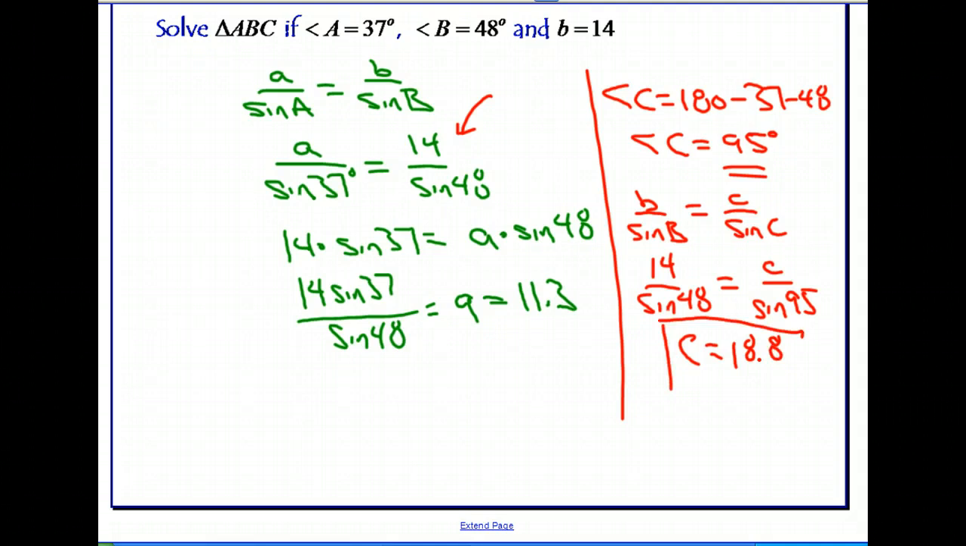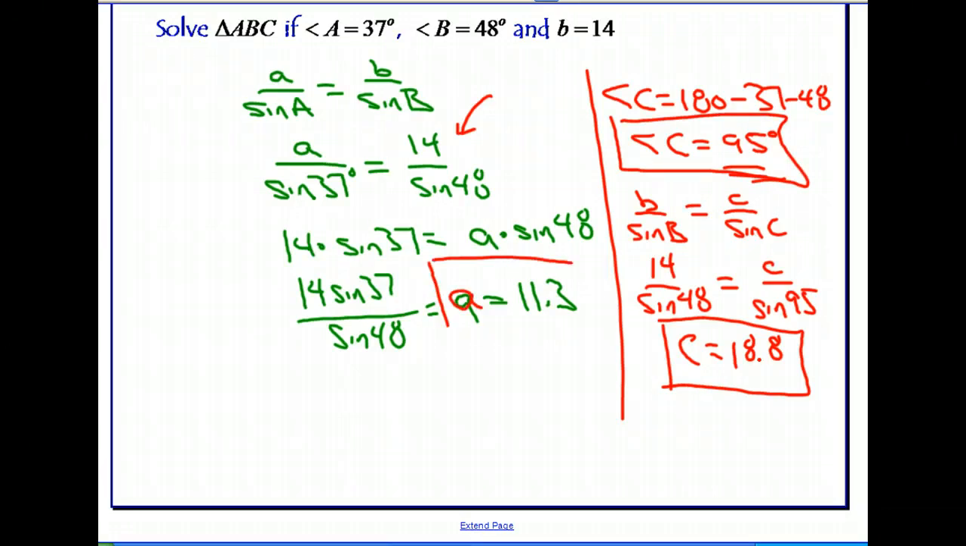I guess I should circle or highlight my answers here. There's angle C, I've got side C, and over here that's an A. So side A is 11.3. It never hurts to check. Smallest angle gets the smallest side. Medium angle gets the medium side. Big angle gets the big side. Doesn't prove you're right, but it's a good way to check some mistakes.